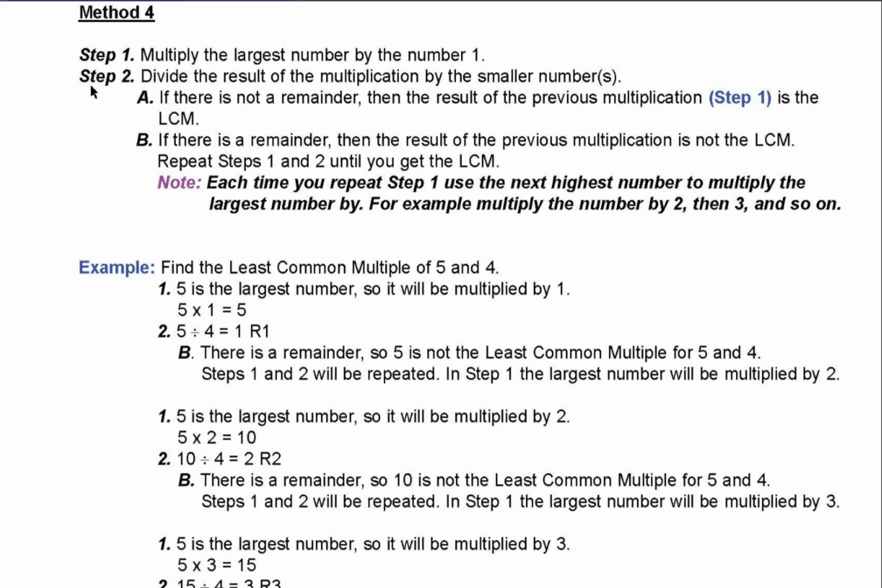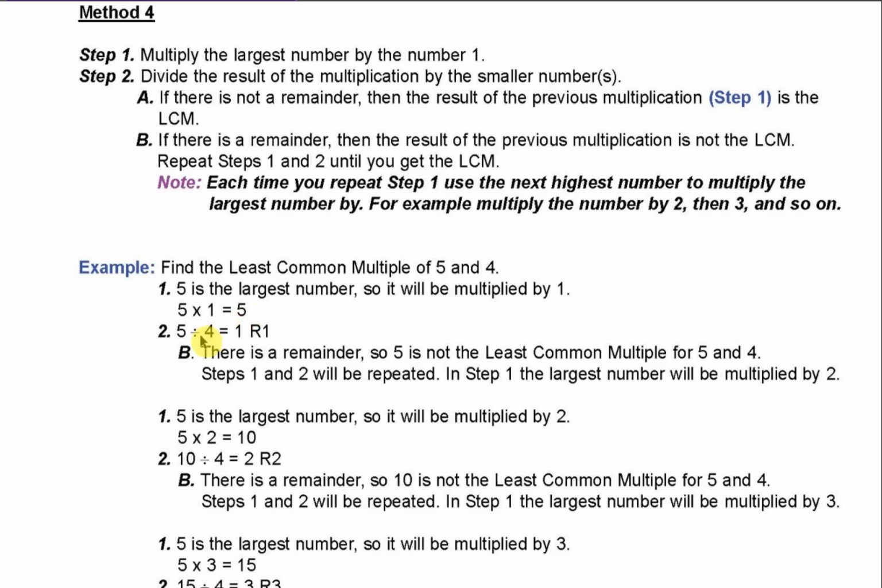Now we move on to step 2. Divide the result of the multiplication by the smaller number. The smaller number is 4. So we will divide 5 by 4. Again, we will divide the result of the previous multiplication, which in this case is 5, the result from step 1.